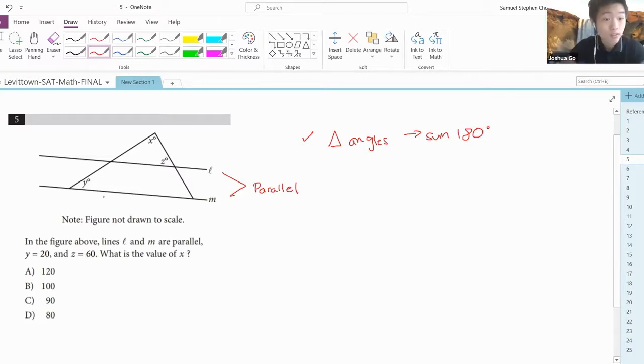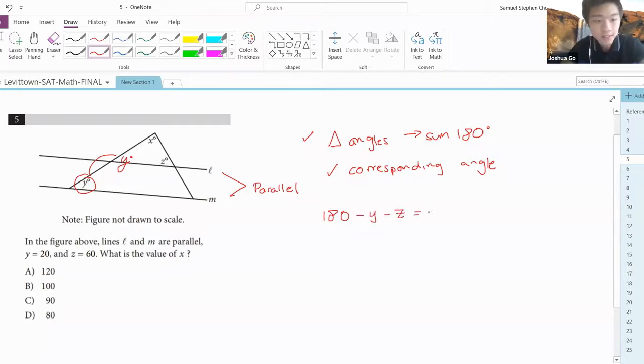And we can see that y and z don't look like they're in the same triangle. However, we can think and discern that this is a corresponding angle. You can either put y up into the smaller triangle or put z into the larger triangle, either way. So now we have the two angle values in one of the triangles, and simply we can do 180 minus y minus z and arrive at x. So here, because y is 20 and z is 60, that gives us 100.